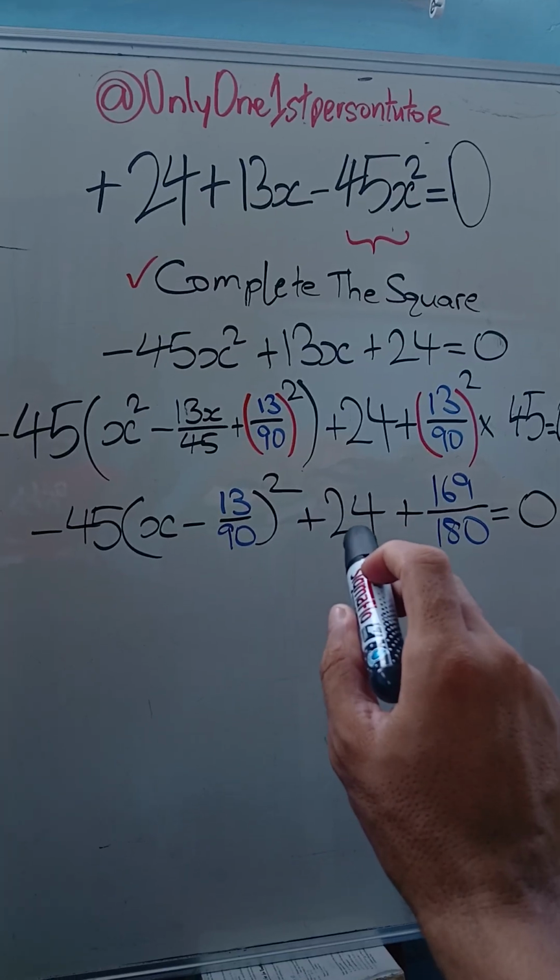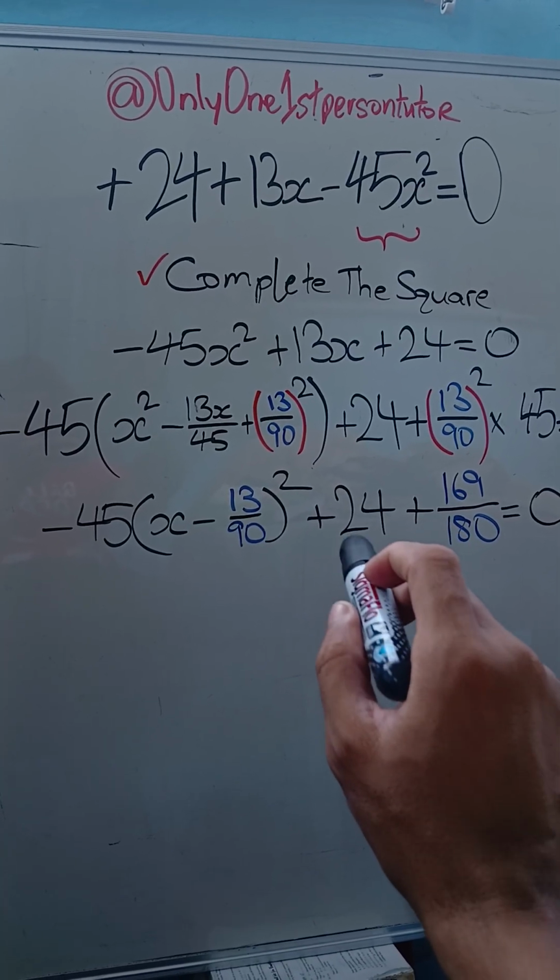So there you go. Right? So now we're going to change this into a fraction. Multiply 180 over 180 by this number.